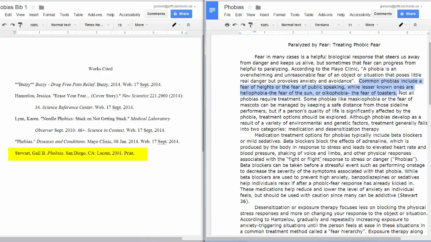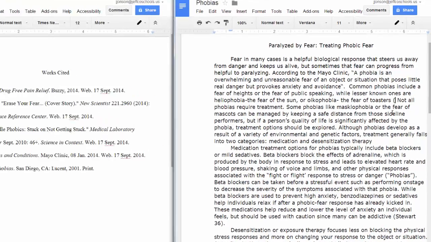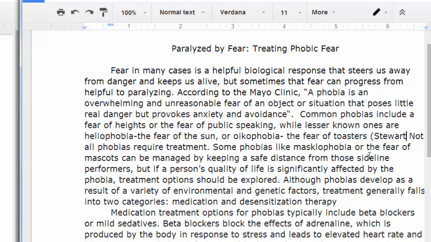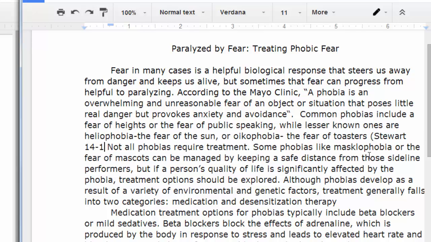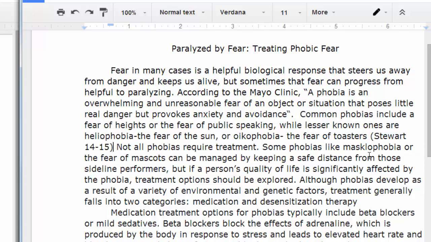This is researched information, so I need to put in a citation which indicates that and where I found the information. Typically, your citation will include just the first part of your works cited entry, which in this case is the author's last name. I put that in parentheses, and I also need to include the page number or numbers where I found the information. I found those phobias listed on pages 14 to 15, so I'm going to add that to my citation. I then close my parentheses and put a period.